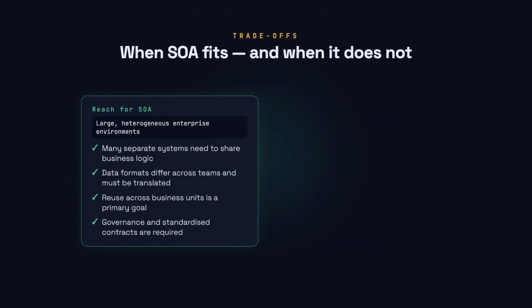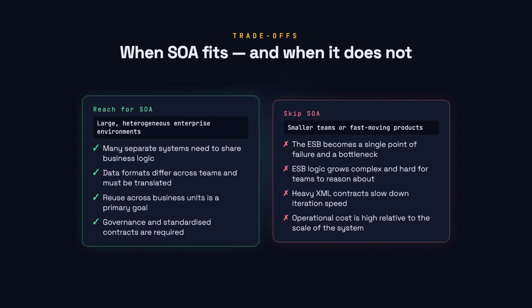SOA shines in large enterprises where dozens of heterogeneous systems need to share logic and data through a governed, standardized layer, but it carries real costs. The ESB, by centralizing so much responsibility, routing, translation, orchestration, can itself become a bottleneck and a single point of failure. The heavyweight contracts and XML-based standards that SOA typically uses can also slow down teams that need to move quickly. For smaller products or startups, that overhead is rarely worth it.